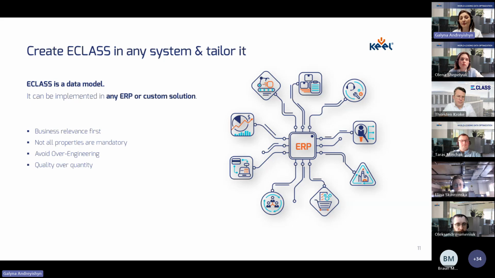At the same time, implementation should actually be pragmatic. Start with business relevance first. Define what you really need. Not all properties are mandatory, and avoid over-engineering sometimes. And always focus on quality over quantity. ECLASS gives you the structure, but how you apply it must support your processes and your business goals.